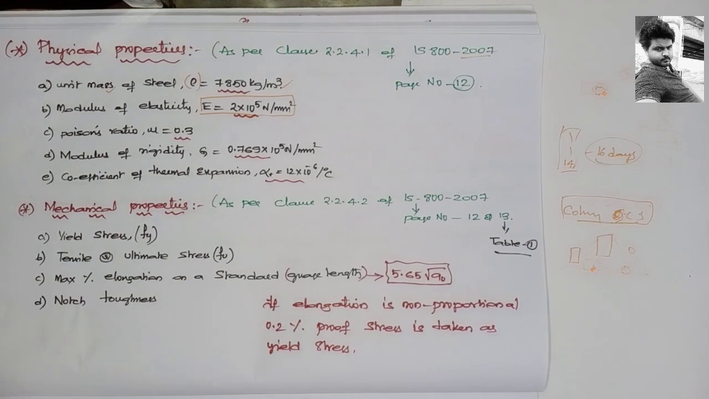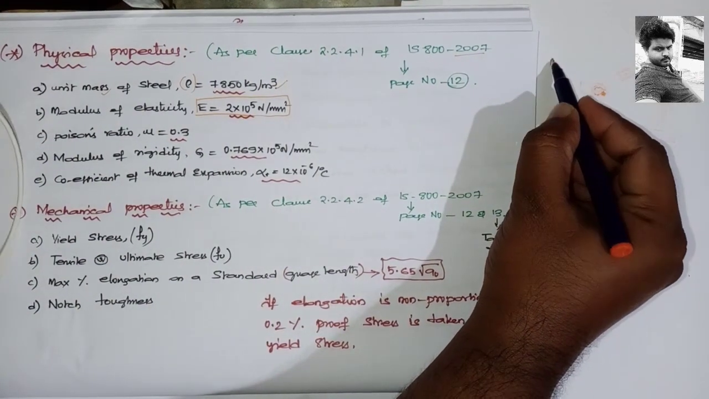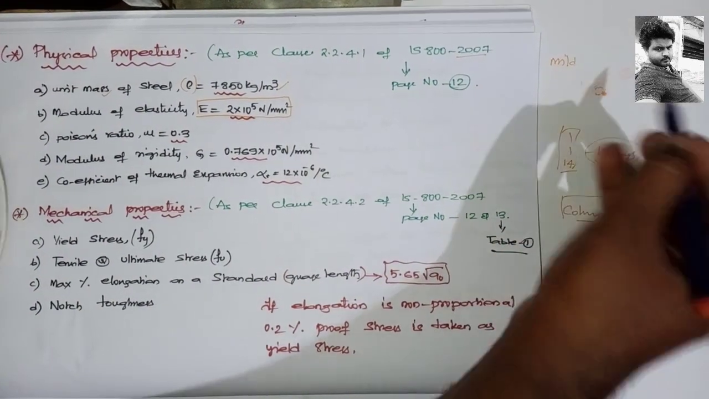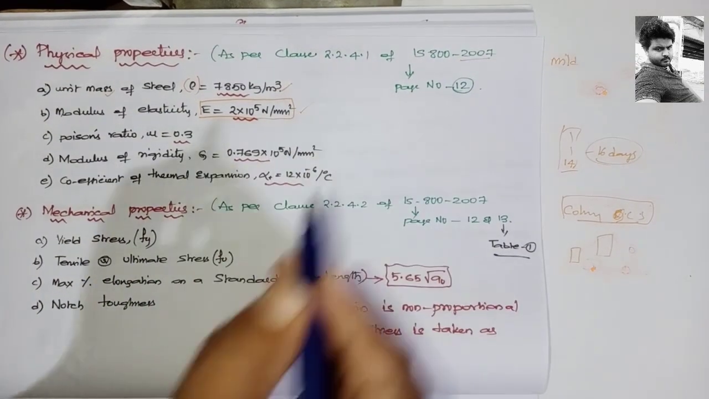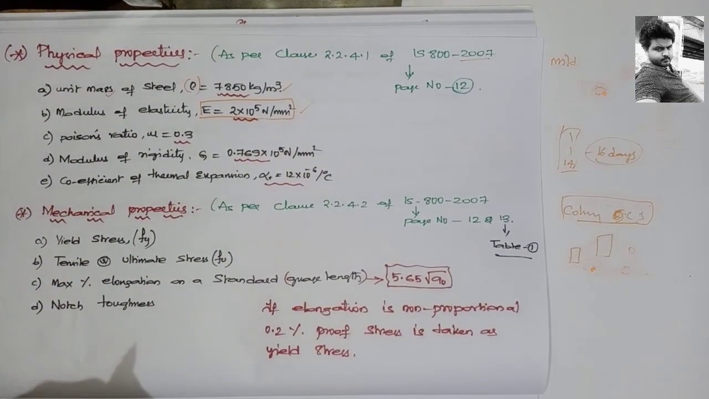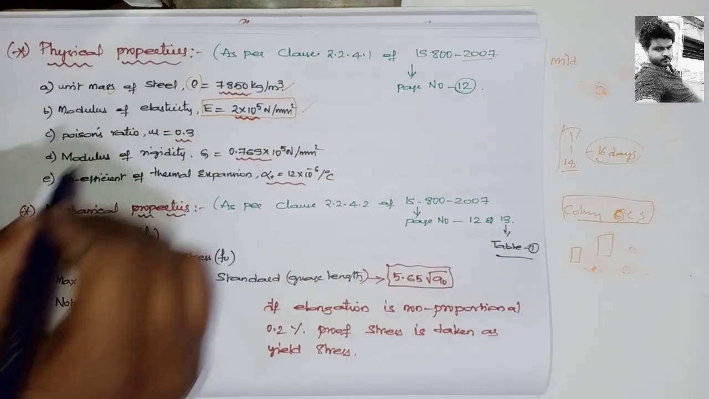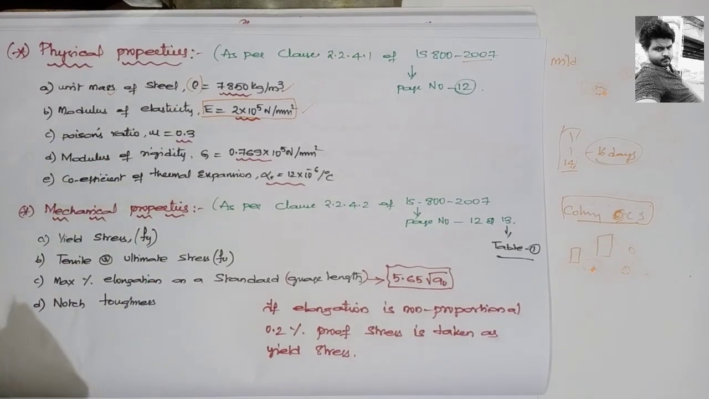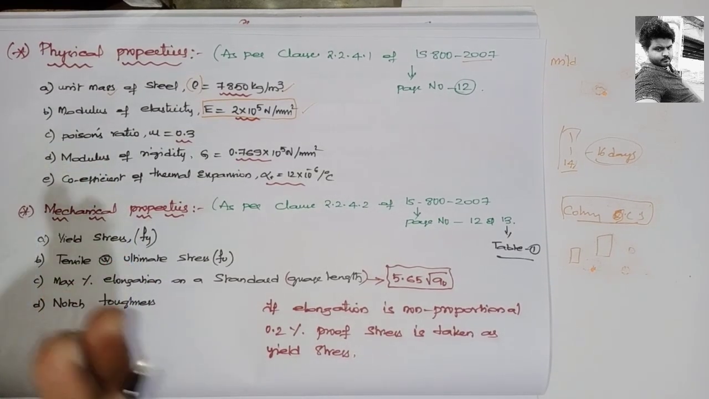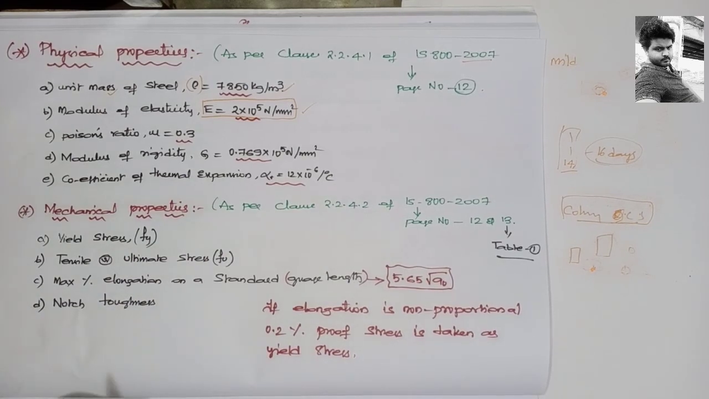Suppose I go for mild steel, structural steel or high tensile steel, for every steel the Young's modulus of elasticity is what? 2 into 10 power 5 Newton per mm square. Coming to the Poisson's ratio. What is Poisson's ratio? It is the ratio of lateral strain to longitudinal strain.